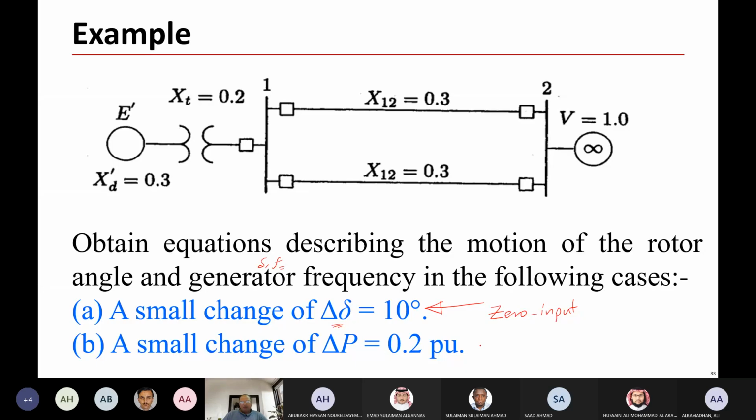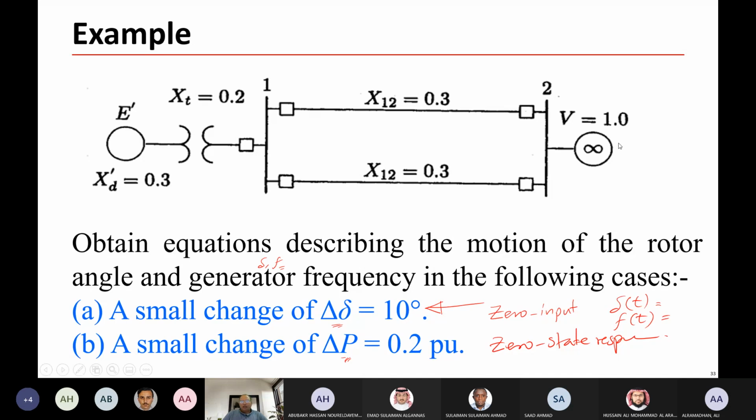The change here is in the state. Second, we have the mechanical power change equal to 0.2 per unit, a small change of 0.2 per unit, but this is zero state response. Okay, so what we need is delta of t, as a function of time, and also f of t, which is omega of t. Okay, so what do you think?